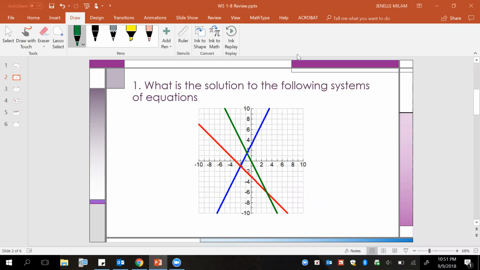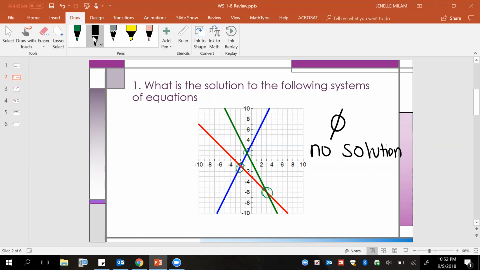Okay, so number 1, it says, what is the solution to the following system of equations? To be a solution, that means it all has to intersect at the exact same point. Notice that you've got the blue and the green, but the red is not in this one. Here you have the red and the green, but it's not the blue. And then here you've got the red and the blue, but it's not the green. Because that's the case, we've got no solution, or that's the 0 with the line through it, or the words no solution. So it has to intersect at the exact same point in order to be a solution.